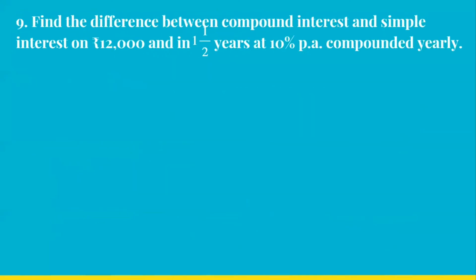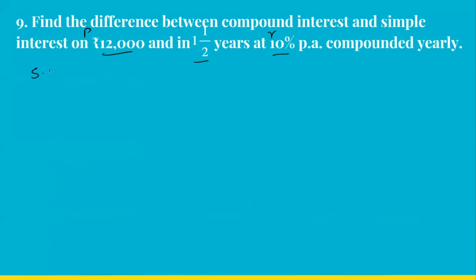Find the difference between compound interest and simple interest on rupees 12,000 in 1.5 years at 10% per annum compounded yearly. Okay, the question is very easy. So what is given to you here? Principal is given to you. This is your principal. Okay, the period is 1.5 year. The rate is 10% per annum and compounded yearly. So difference between compound interest and simple interest.